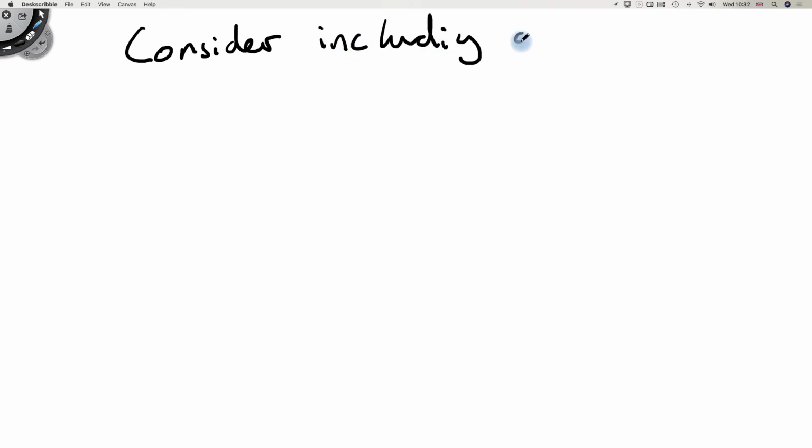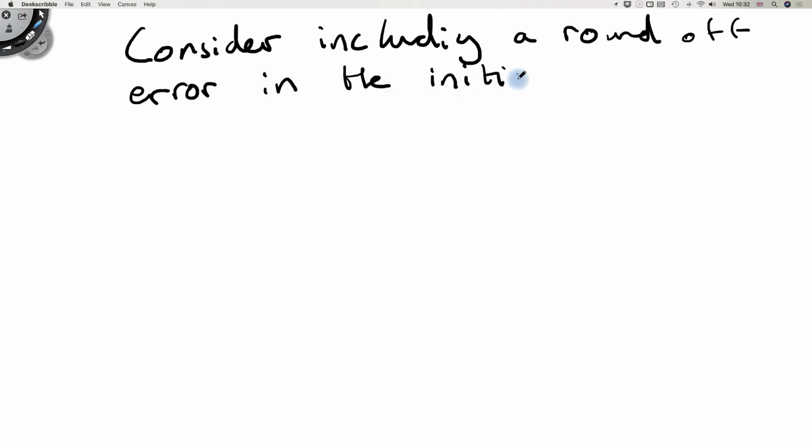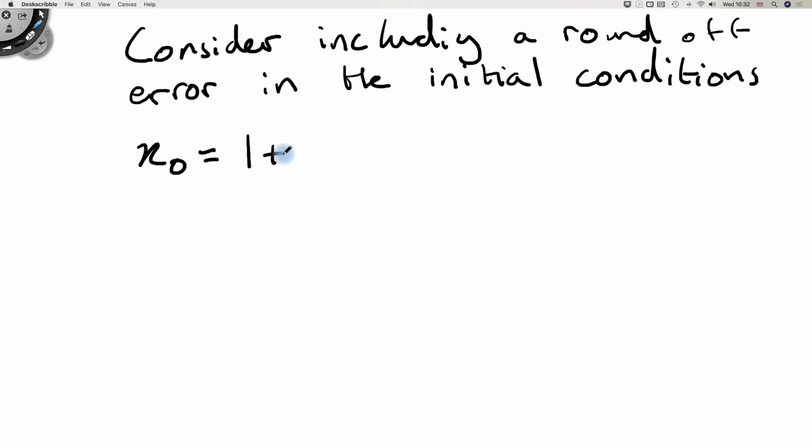So let's consider including a round off error in the initial conditions. So we redo it now, but with a round off error. And this round off error will always be present in any computational simulation you do. Remember, it was 10 to the minus 16 on my computer. You can just type EPS in MATLAB. It gives you that. So we have x0 is 1 plus epsilon.